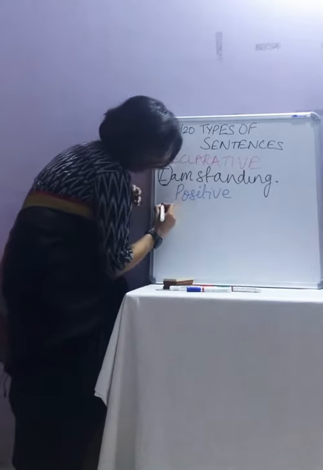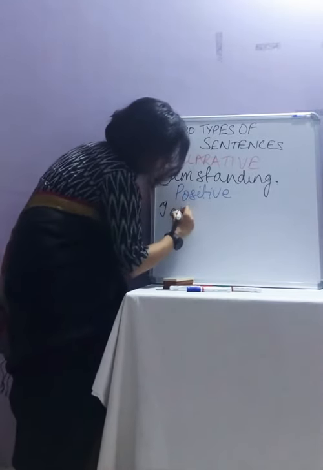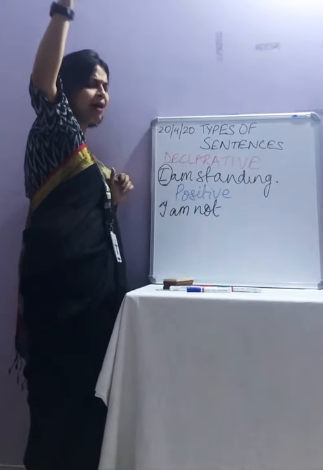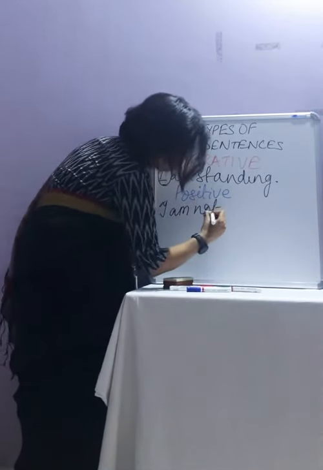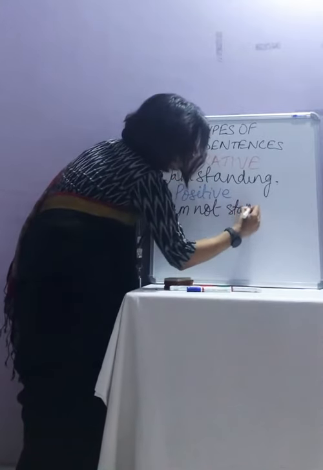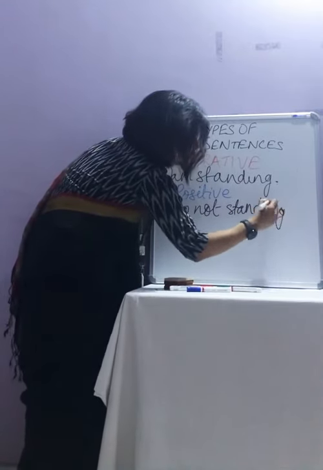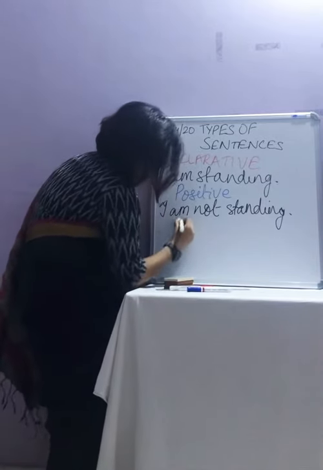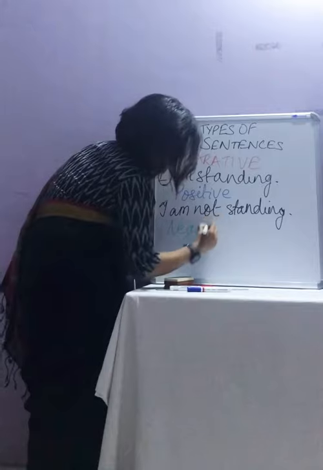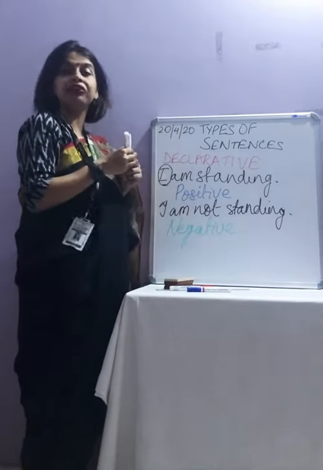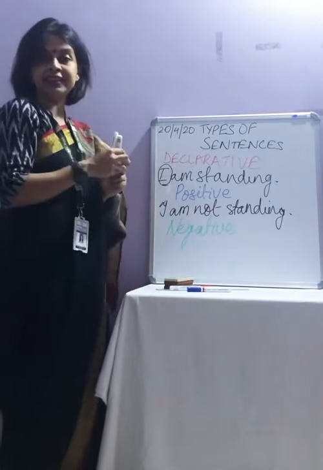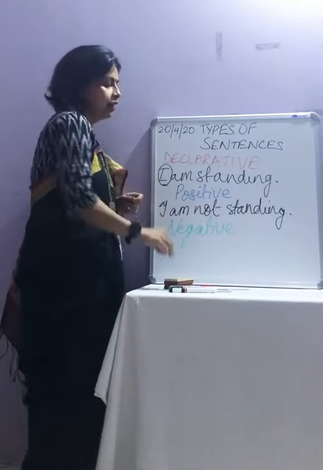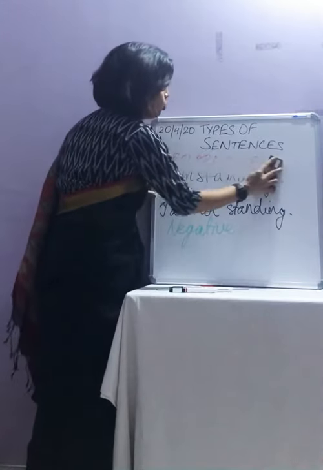Now when it becomes a negative, it becomes I. Yes, I can hear many chorus answers. I am not standing, ma'am. Yes, you're correct children. I am not standing. So this becomes a negative sentence. Now we had already done this. I had also given you exercises with it, and I had also asked you to write a lot of homework with it. Now let me erase my tiny board.